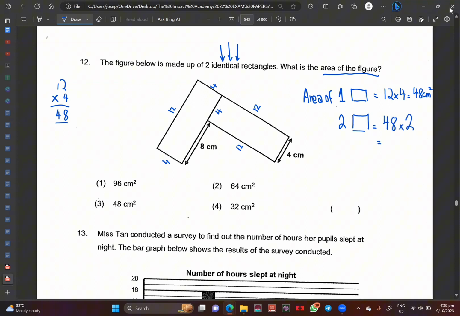So 48 times 2, what exactly is that? So we can do 48 times 2. You see over here, 8 times 2 is equal to 16. Agree? 4 times 2, 8. 8 plus 1, 9. Am I making sense here? So therefore, this is 98 centimeters squared. And that is the reason why your answer has to be option number 1.